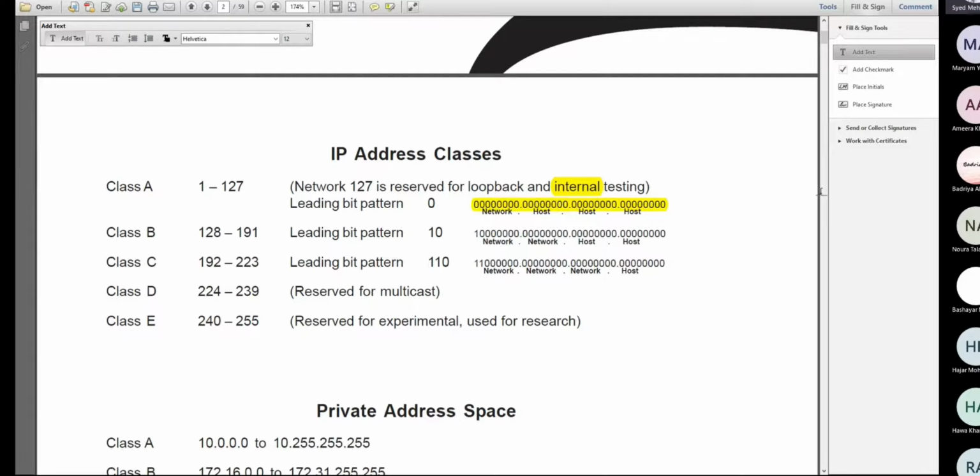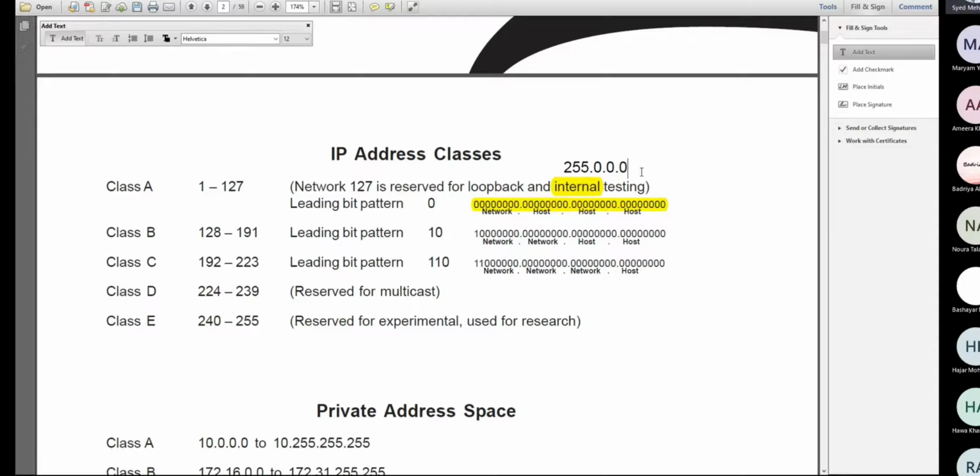So the default subnet mask for class A is 255.0.0.0. I'm going to write it here. Sorry, I cannot write there, I will write it here: 255.0.0.0. So why do we have 255.0.0.0?